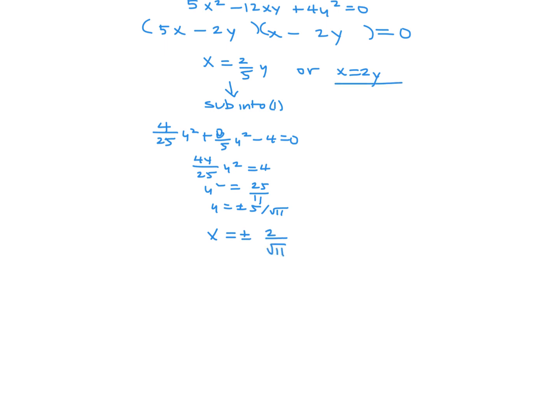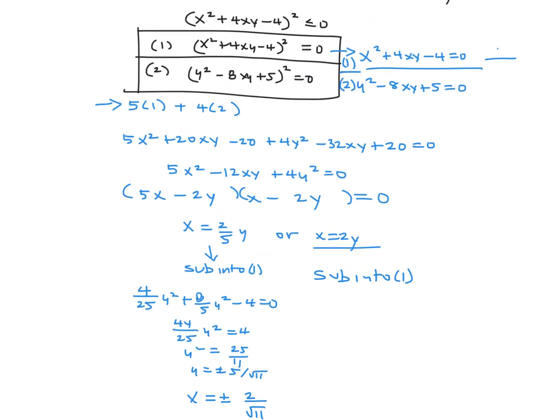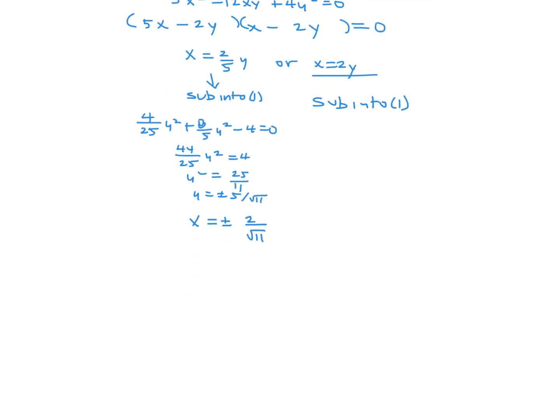In a very similar way, you take x equals 2y and sub it into 1, let's say. And then you get 4y squared plus 8y squared minus 4 is 0. And therefore 12y squared is equal to 4. And therefore y squared is equal to 1/3. And then y is equal to plus or minus 1 over root 3. And then similarly, sub that back into the equation to get the value for x, and you get x equal to plus or minus 2 over root 3.